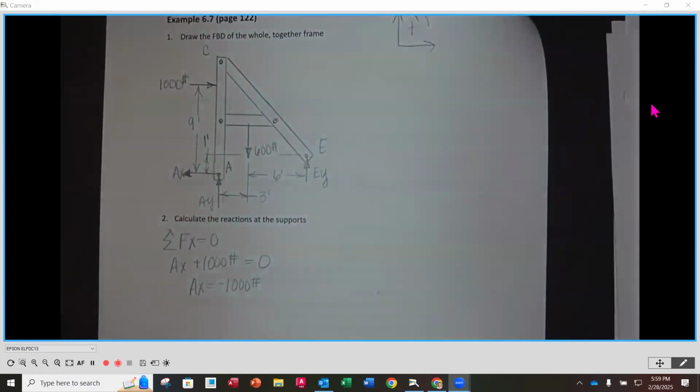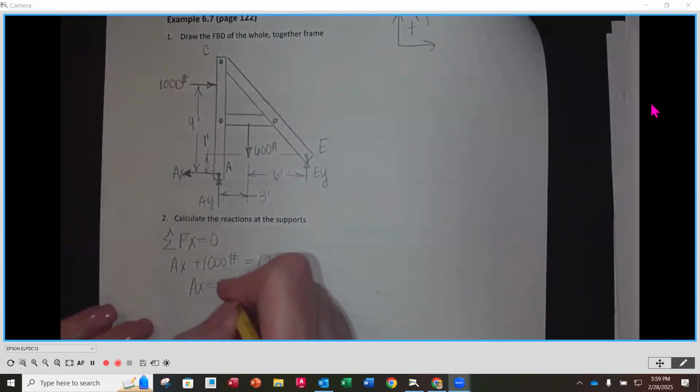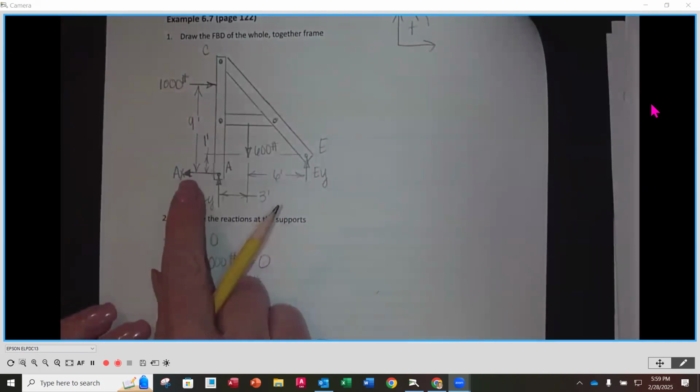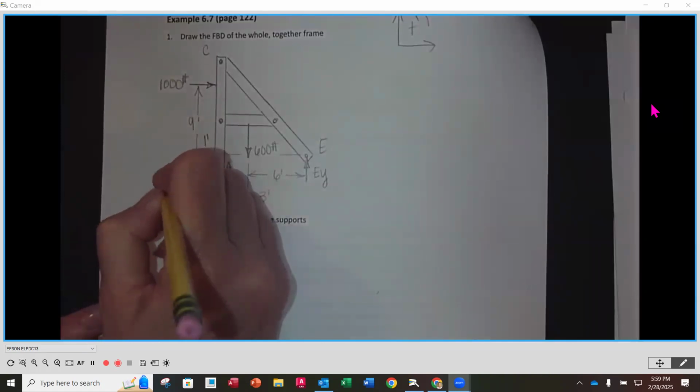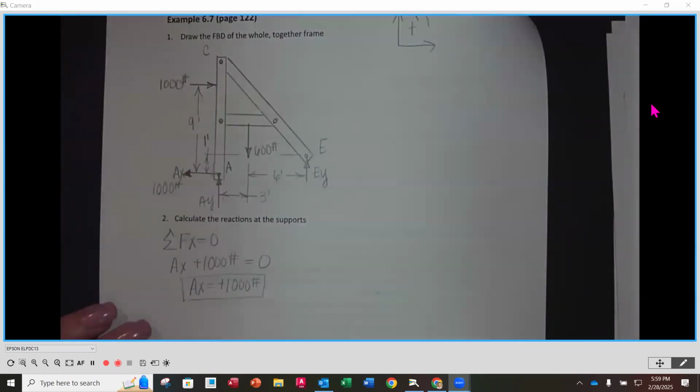And it actually makes sense. If our applied load of 1,000 is going to the right, in order to support that so that it doesn't move, AX has to go to the left, right? So it makes sense. So we're going to make this positive, and we're going to make sure that our arrowhead is pointing to the left. So simply erase. You don't have to redo any of this math here. It's just part of the process. And then we're going to put a box around that because that is a final answer. That's one of our supports. So we know that to be 1,000 pounds. So I'm just going to put 1,000 pounds by AX.